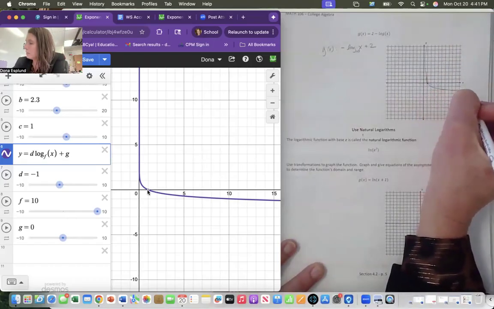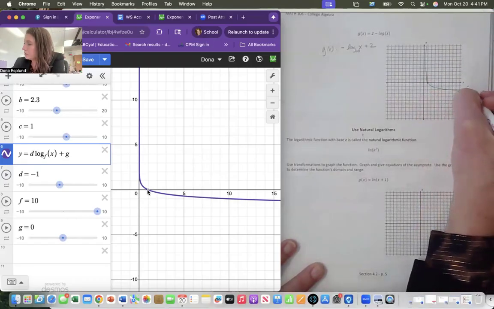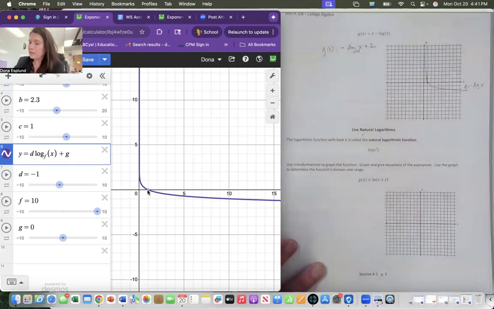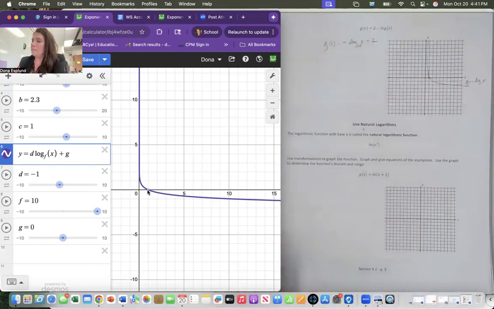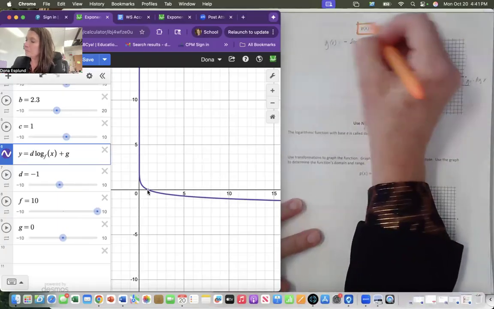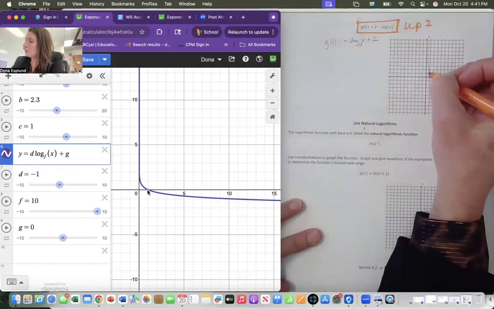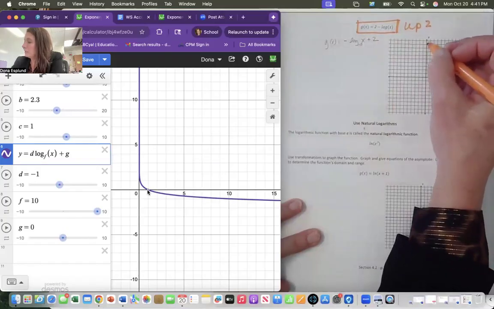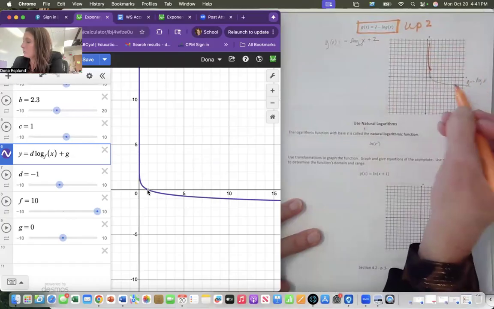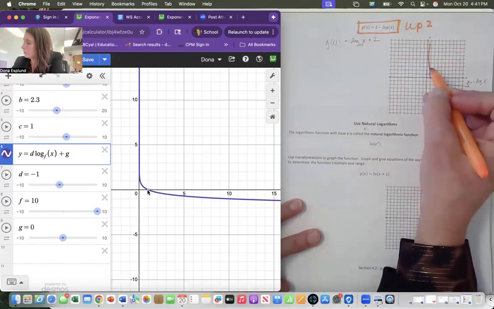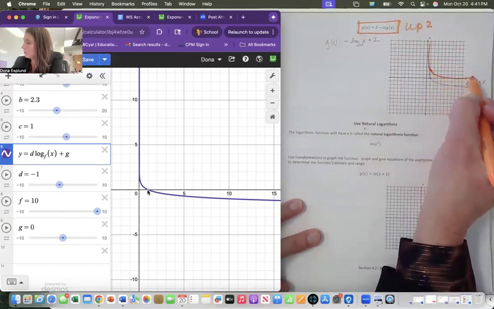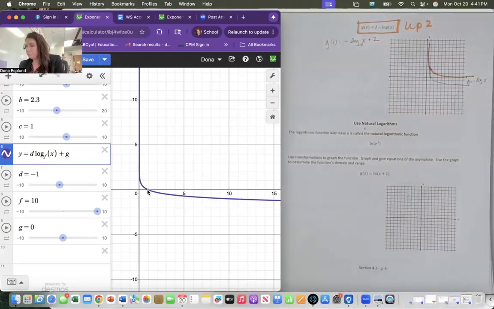Now again, this is going to be the graph of my parent function. So this is y equals a negative log of x. But then to do the shift of 2, I'm just going to come up 2. So every point here, I'm just going to go up 2, and it's going to be the same shift. Now remember, it's going to cross here, and it's going to continue on just like it did before.